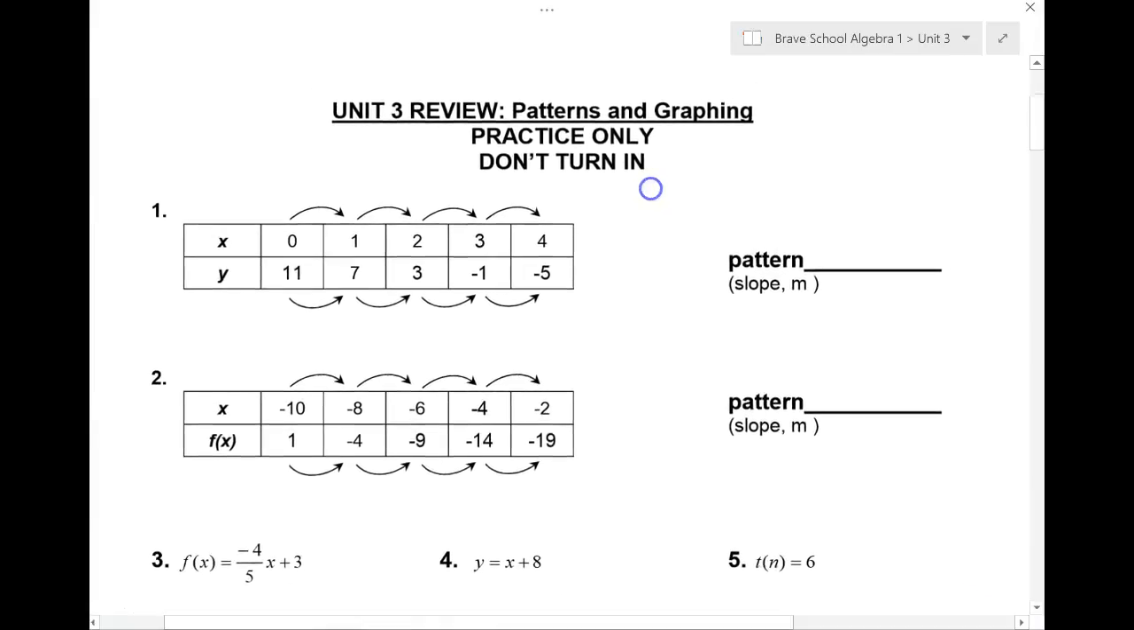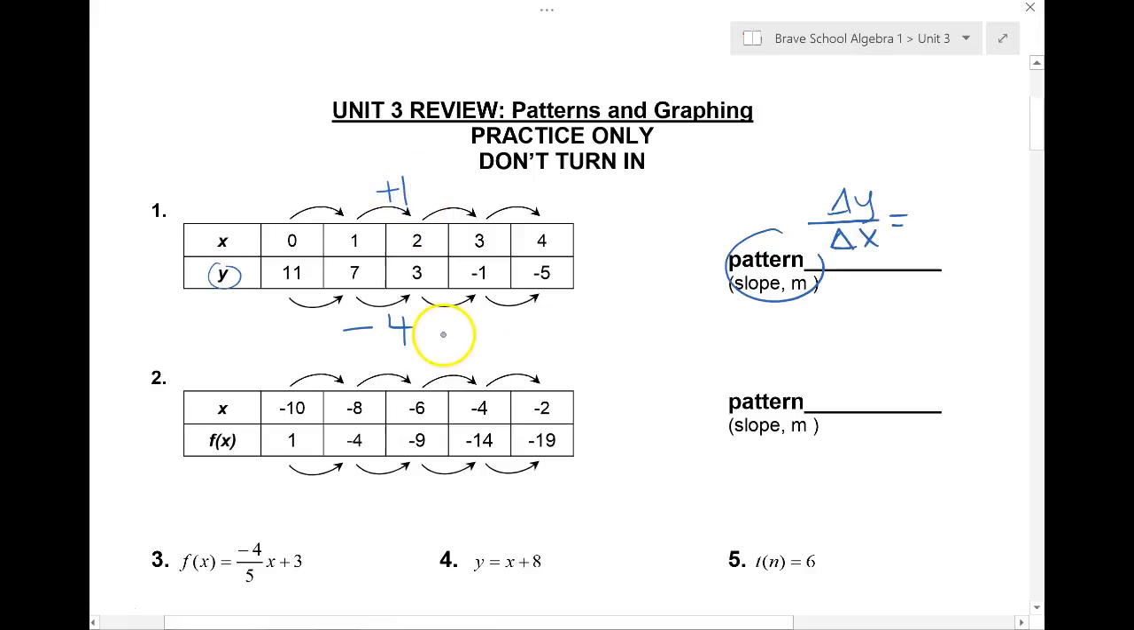So the first one, we need to find the pattern. And most of these problems are all finding the pattern. So what we want to do here is first we need to find the change in the y, because remember, pattern or the slope is equal to the change in y over the change in x. Okay, so the change in y on the bottom, going from 11 to 7 or 7 to 3, it's going down, so it's minus 4. And in the top, it's going from 0 to 1 and 1 to 2, so that's plus 1.